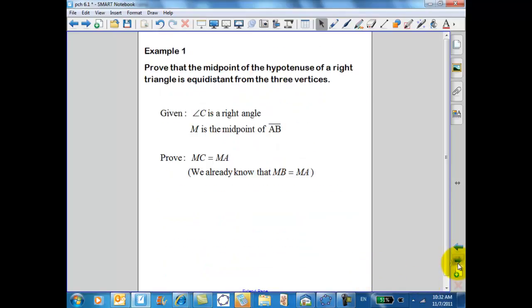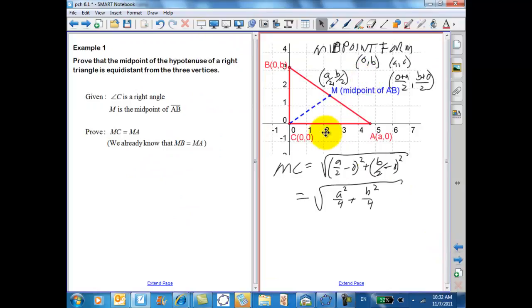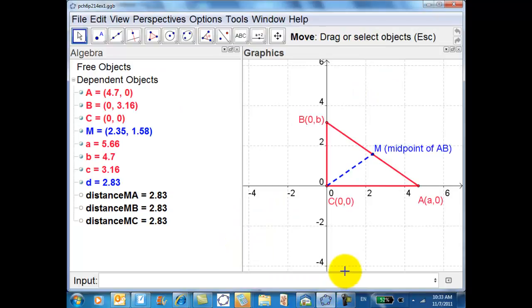So let's take a look at some of these examples. This first one, example 1: given the angle C is a right angle, M is the midpoint of AB, prove MC equals MA. And I've got it here as a thing I pasted from before. But let's actually look at it in GeoGebra so you can see what I mean by a dynamic diagram. And that's what some of you are doing. You're coming up with nice points, but then they're too specific. And you also have to make sure you don't lose any generality either.